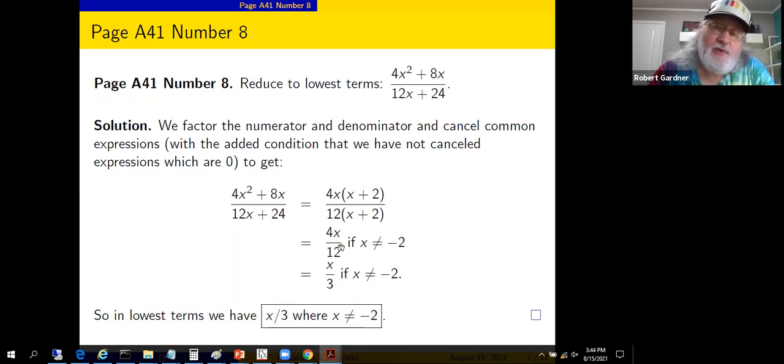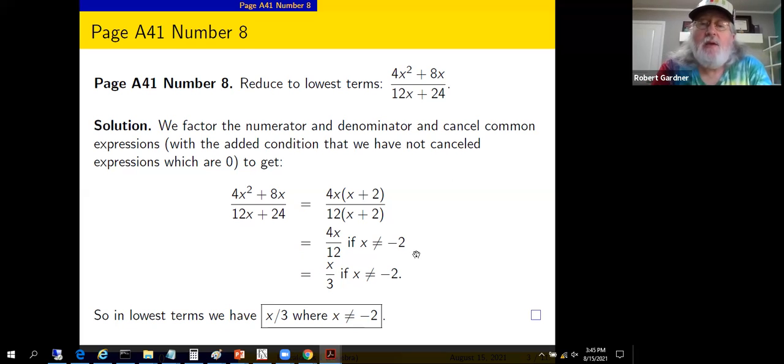You plug in x equals -2 in this, you get -8 over 12. But you can't plug -2 into this because you have division by 0. So this expression and this expression, 4x over 12, those are not equivalent expressions. They don't even have equivalent domains of definition. And the whole problem is -2. So we got to explicitly write out that this equals this if x is not -2. The expressions themselves are not equal. They're equal everywhere except at -2. So you got to write that down.